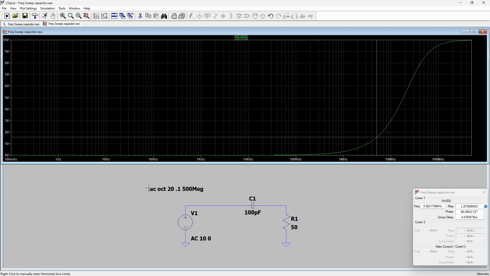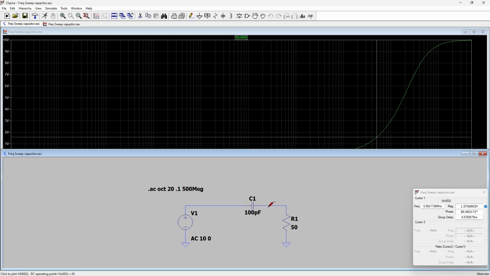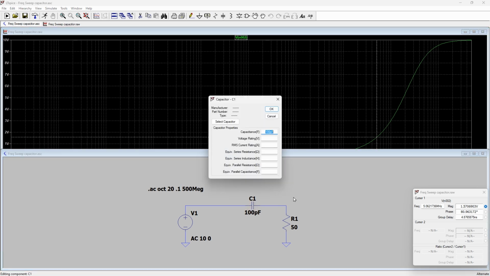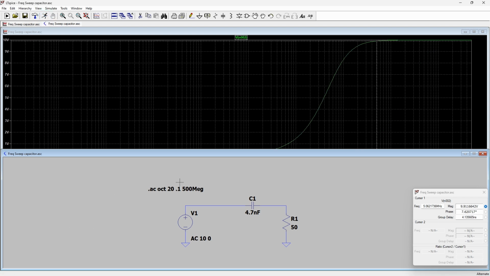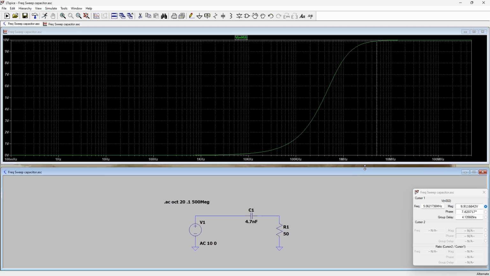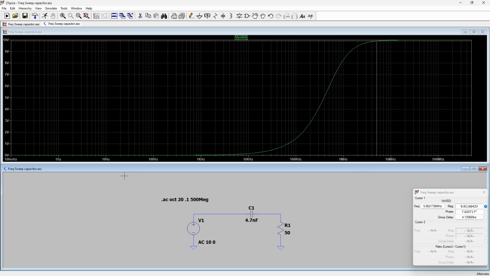So what happened is, let me do this without changing anything. Let me make this the 4.7 nanofarad that I replaced it with. So let's just change that and simulate this again and see what happens. Put this back where it should be. Okay, now look. Yes, we're being blocked.